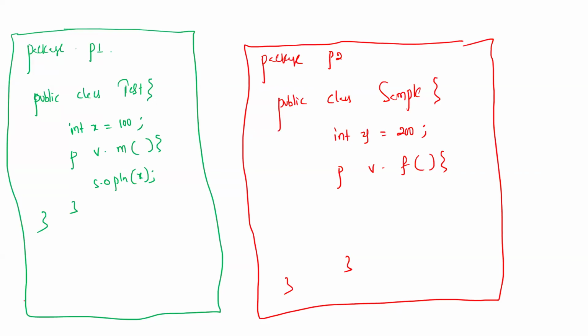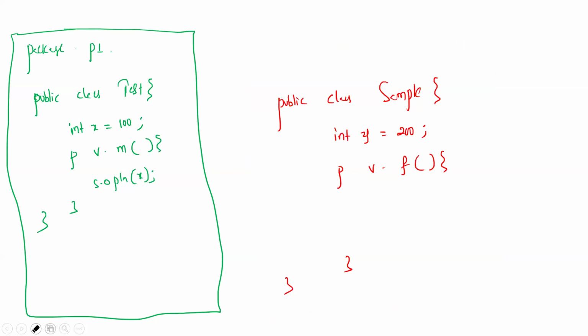From this function f, we have to print this x value. That's the requirement. How to do it? By creating the object. Are they in the same package or a different package? Different package. So we cannot access it directly.